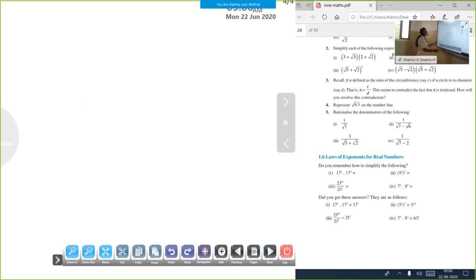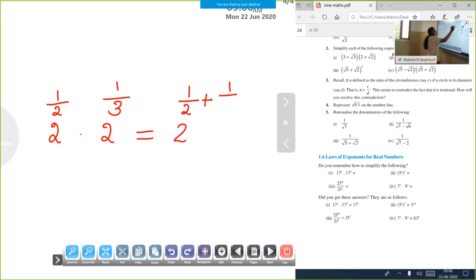One more question. 2 raised to 1 by 2 into 2 raised to 1 by 3. What do we need to do? Write only one base 2 and add the powers, means 1 by 2 plus 1 by 3. And next, you know how to add two fractions. The fraction addition, just do it separately. 1 by 2 plus 1 by 3.